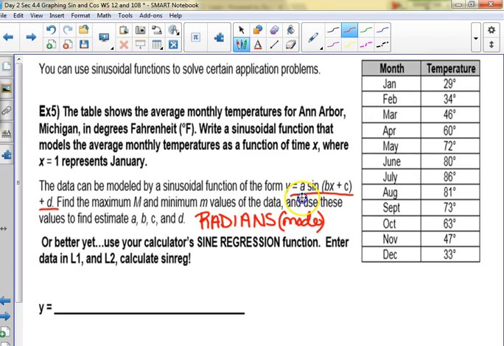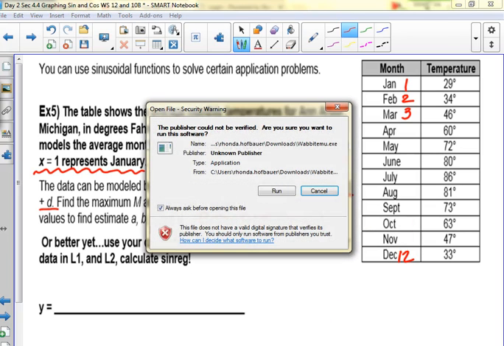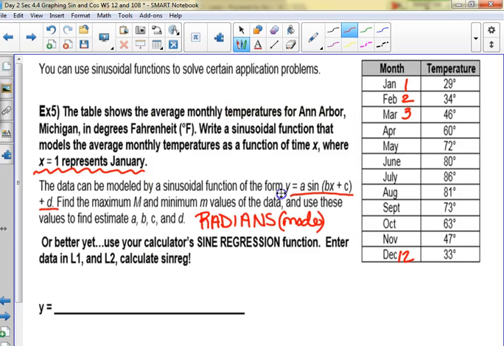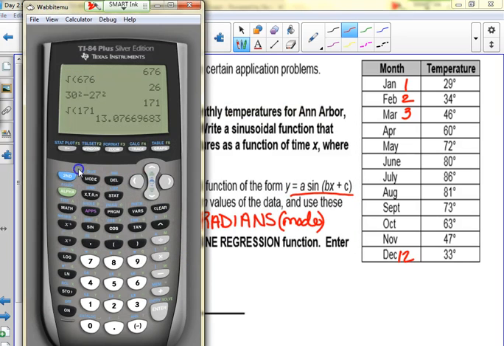Well, how do we put a number in here? Well, it says use 1 equals, okay? This is the average temperature for Ann Arbor, Michigan. And we're going to put in 1, 2, 3 through 12 for this one.